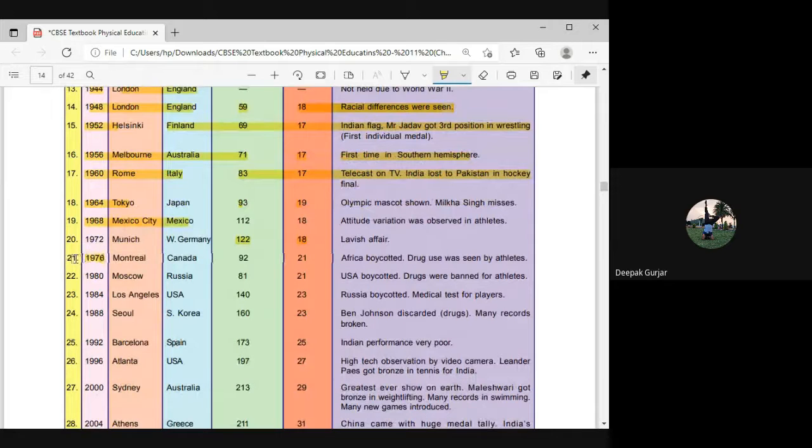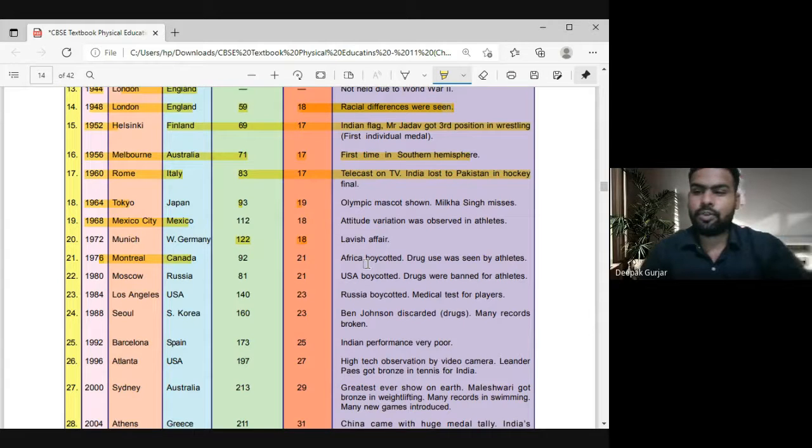In 1976, it was Montreal, that is in Canada. 92 countries participated and 21 activities were there. Africa boycotted. Drug use was seen among the athletes. What is doping? Doping is the use of unethical products. So doping can be blood doping, it can be gene doping. Okay, so drug doping also. Doping is the use of unfair means, which is totally banned in sports, that is the modern Olympics. At that time drugs were taken by the athletes.